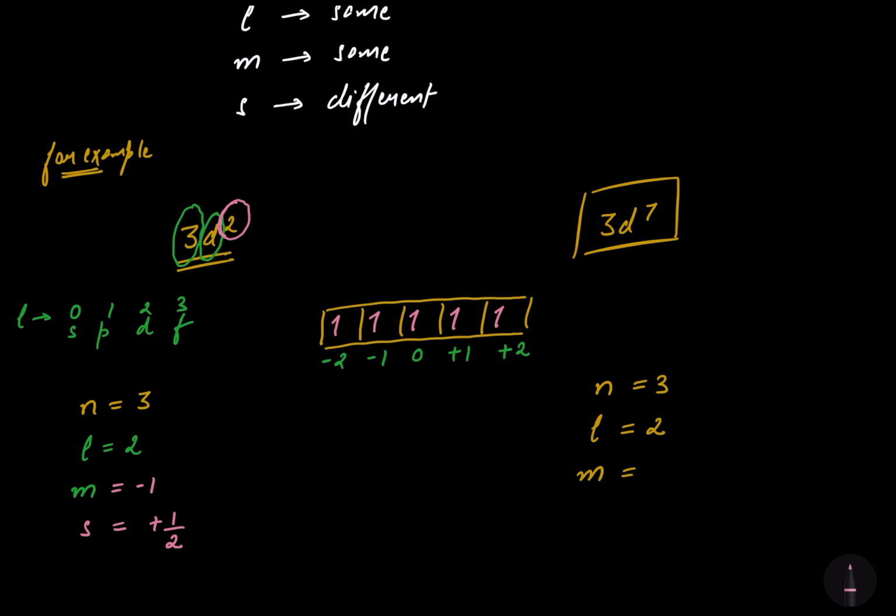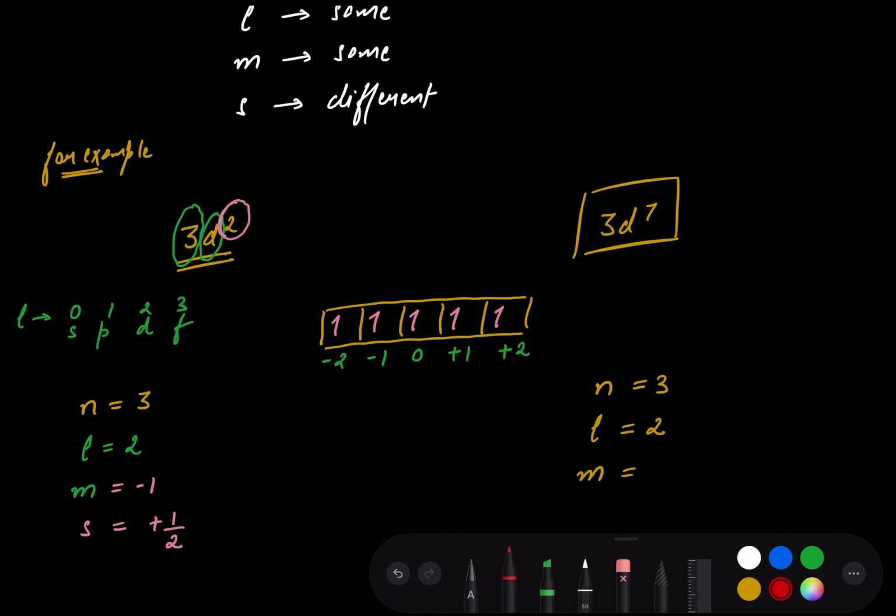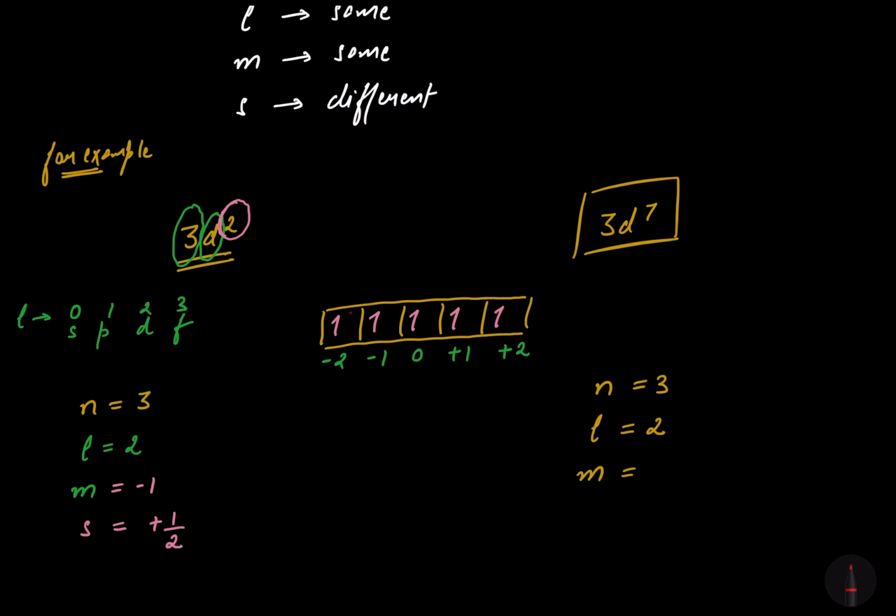So according to Hund's rule, all the 5 orbitals have got 1 electron each. Now pairing will start from the 6th electron. So here comes the 6th electron and here comes the 7th electron. Now the 7th electron is in the -1 magnetic quantum number orbital. So again m comes out to be -1.